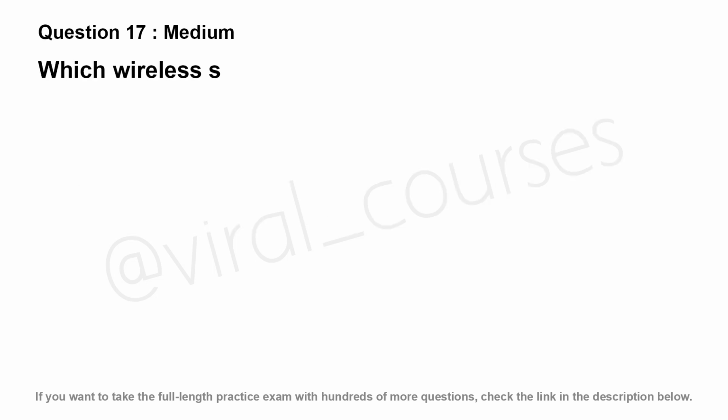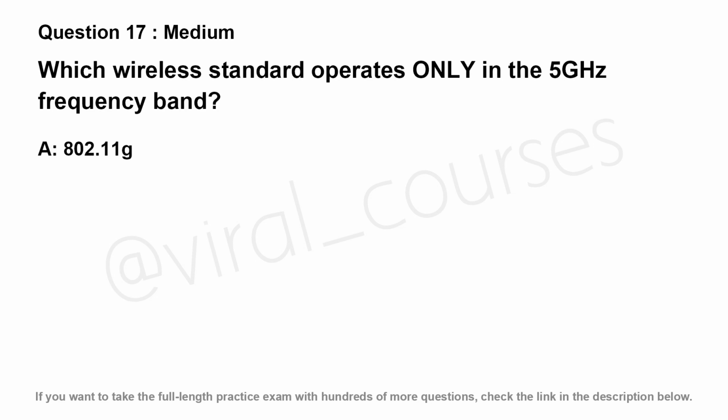Which wireless standard operates only in the 5 GHz frequency band? Option A, 802.11g. Option B, 802.11n. Option C, 802.11ac. Option D, 802.11ax.